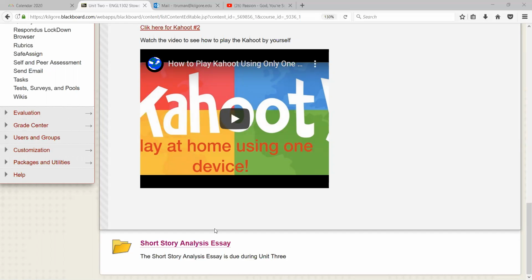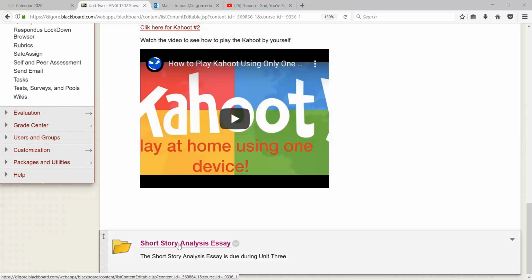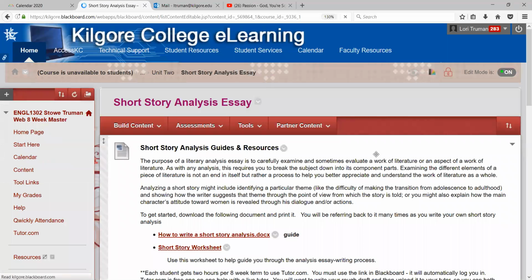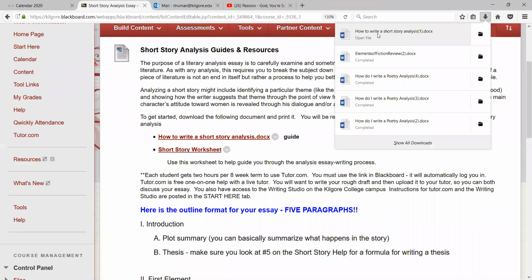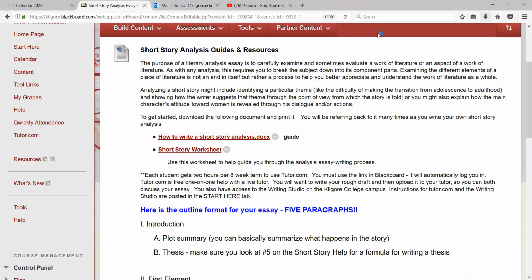If you will open up the short story analysis essay folder, you will see that there is quite a bit of instruction for you. And I think probably the one that you're going to use the most is this first one, How to Write a Short Story Analysis Document. This is a Word document that will explain how to organize your essay and the structure of the essay.